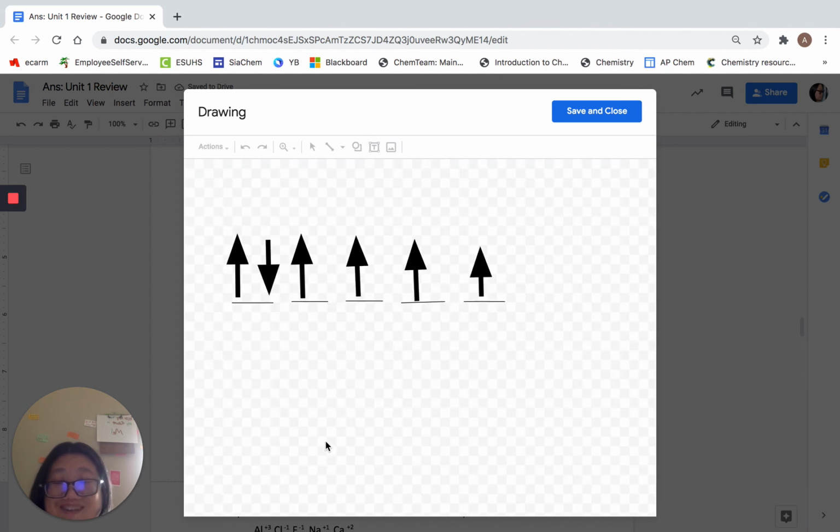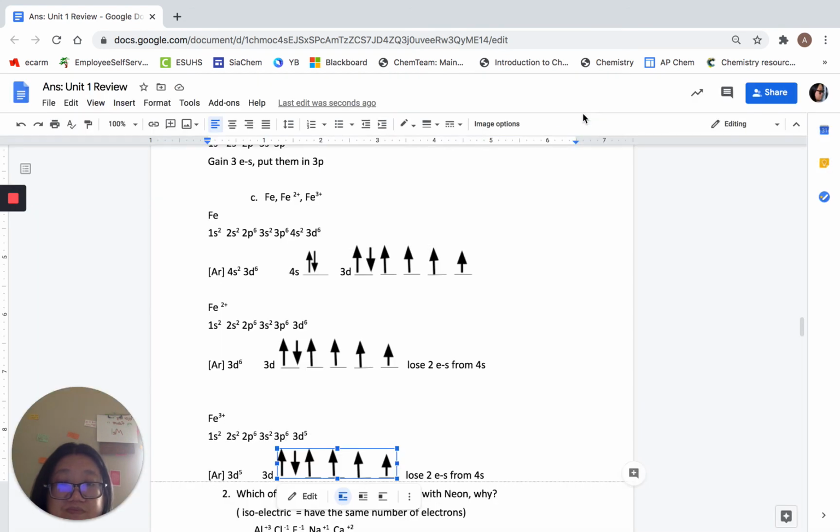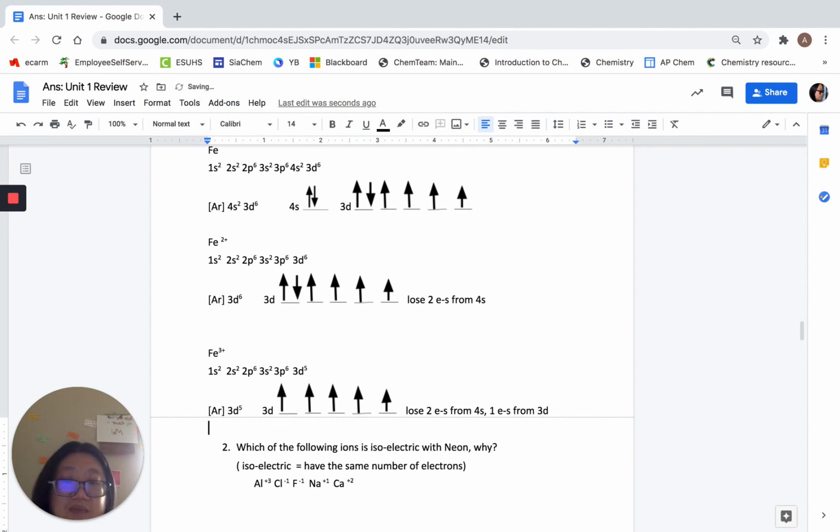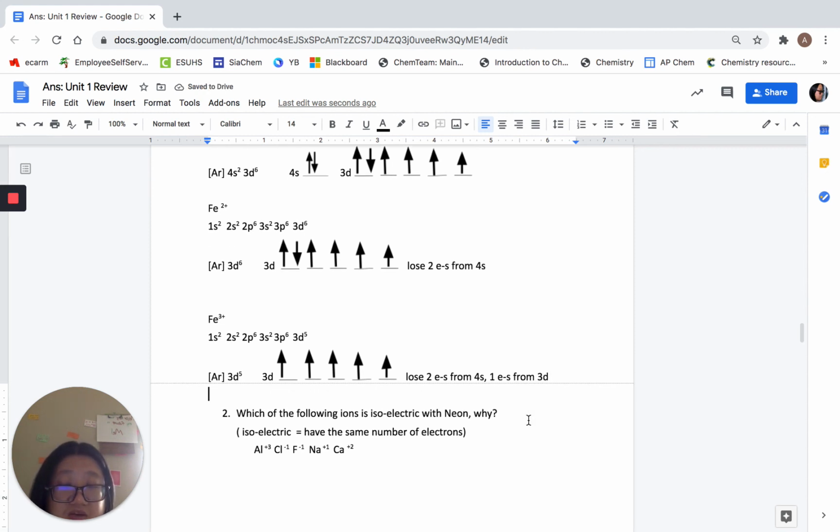Hopefully it doesn't change the other one. I'm gonna just delete this one. Okay, there you go. So 3D5. So it's gonna lose 2 electrons from the 4s and 1 electron from 3D. So that's what is gonna happen on the Fe3 plus.